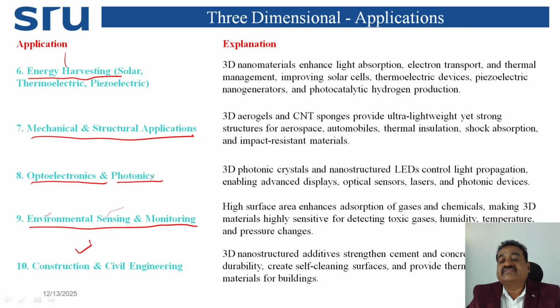So try to understand the summary of today's video. Depending on their dimensionality, nanomaterials are classified into four types: zero dimensional, one dimensional, two dimensional, and three dimensional. If the charge carriers are not free to move in any direction, that is zero dimensional nanomaterials, which we studied in this video. This is the summary.